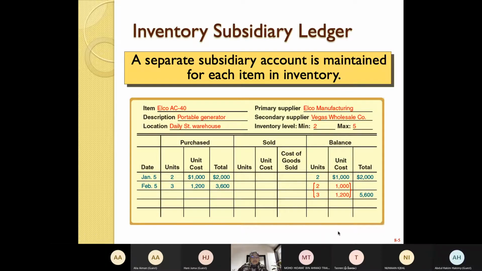Yes, doctor. Do you understand the table? Okay, yes.